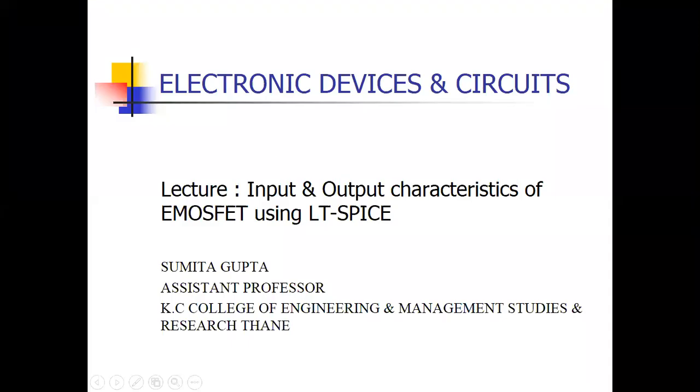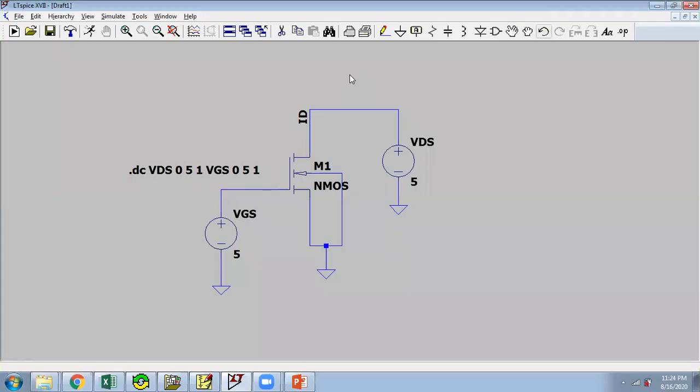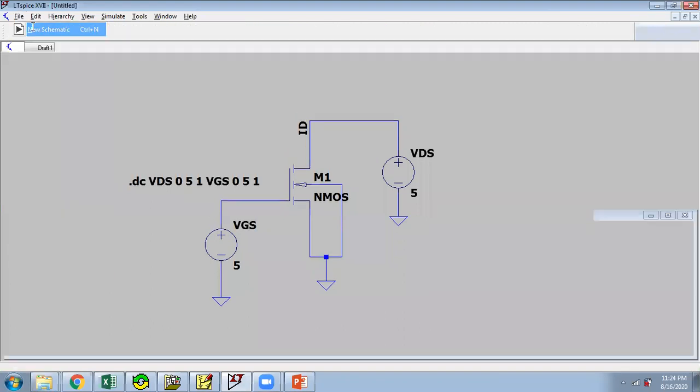Today we will learn the input and output characteristics of an eMOSFET using LTSpice. First of all, we'll start the LTSpice software. See, this is the LTSpice software. Now we have to draw the circuit. So first of all, File, New Schematic.